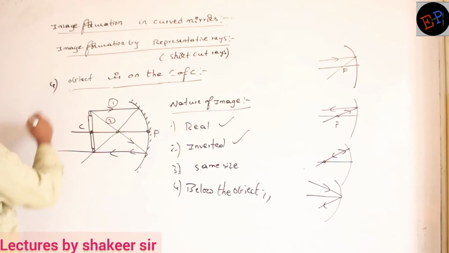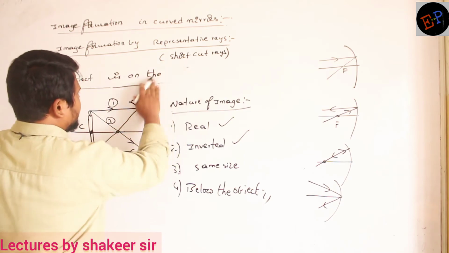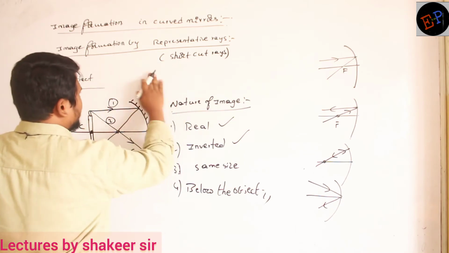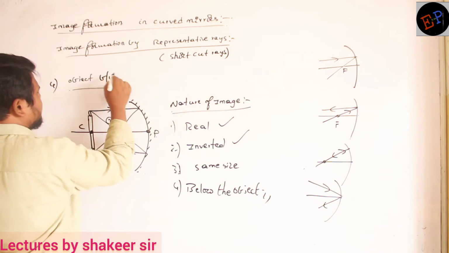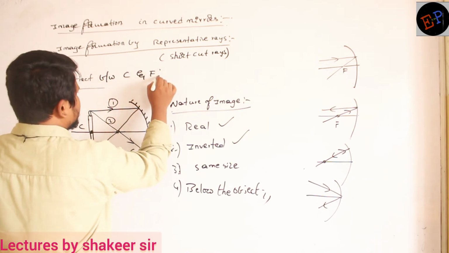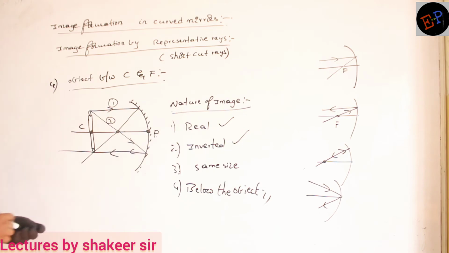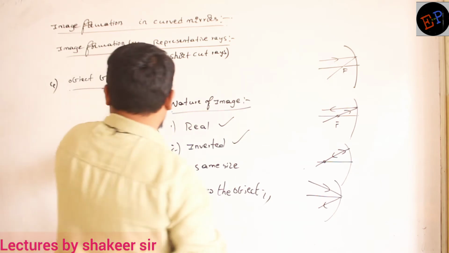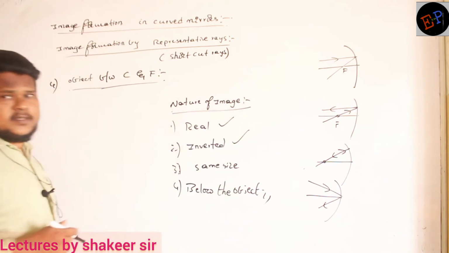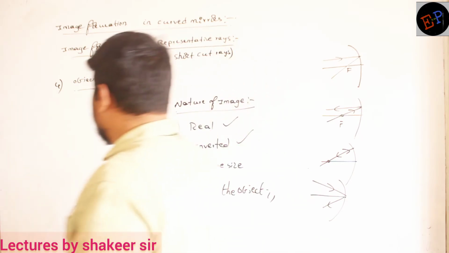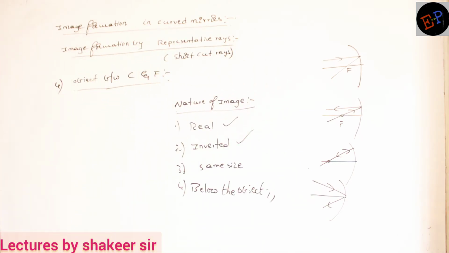Next one, fourth position. Okay. Object between center of curvature and focus. Now what is the next position we are taking, ma? The object is present in between the center of curvature and the focus. Now let us see. Okay. So studying, ma, the object is present in between center of curvature and focus. Okay. Now let us see.